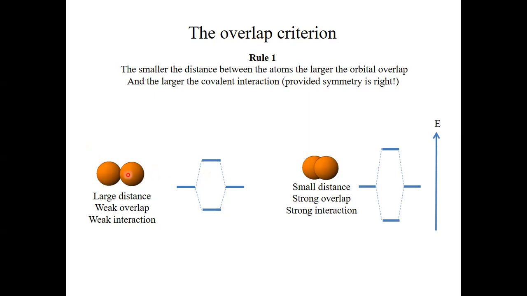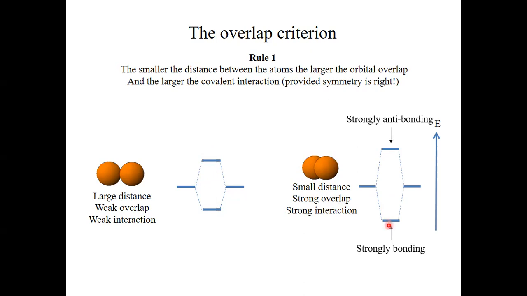If you have only a weak overlap, then the energies of the bonding and the antibonding molecular orbitals are not very far from each other. The energy difference is relatively small, and the energies of the bonding and the antibonding molecular orbitals are also relatively close to the atomic orbitals. But if there's a small distance, there's strong overlap, the energy split becomes greater. And you also have to write it like this in a molecular orbital diagram.